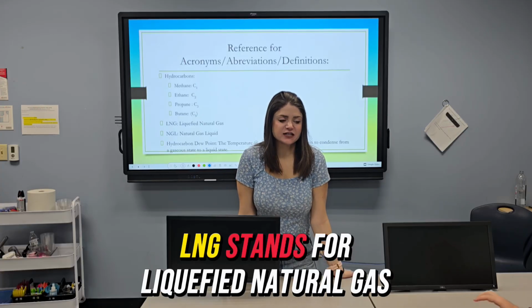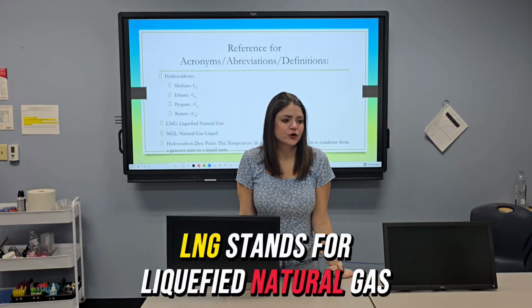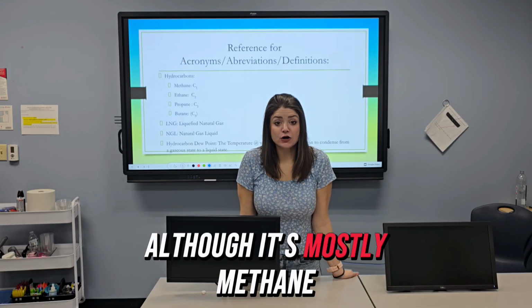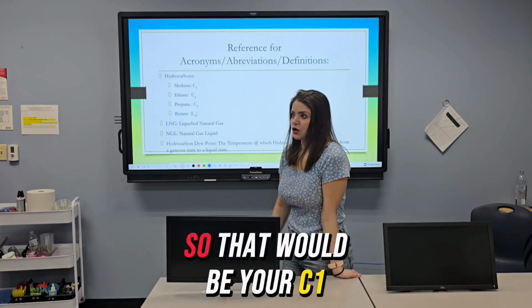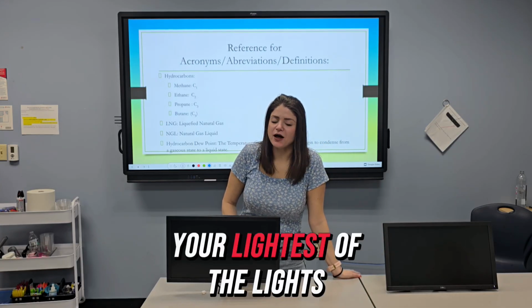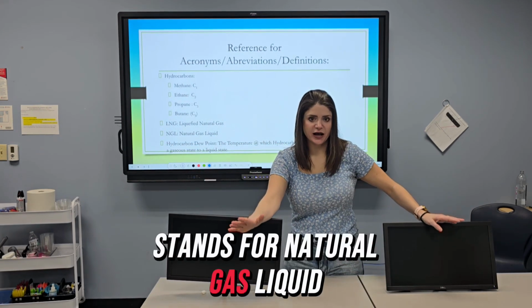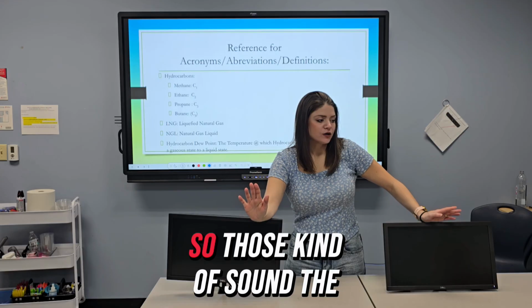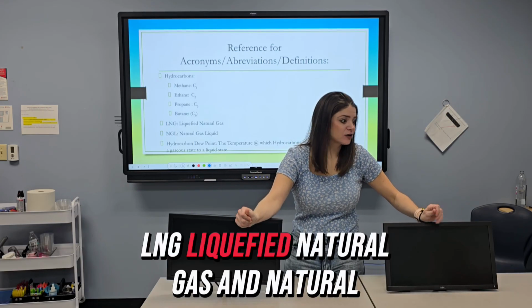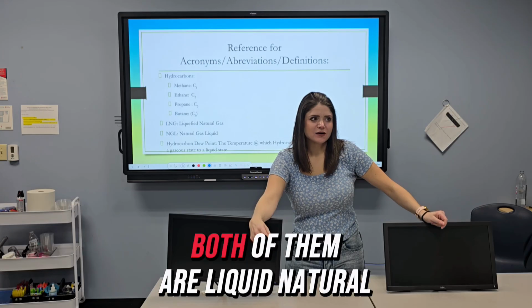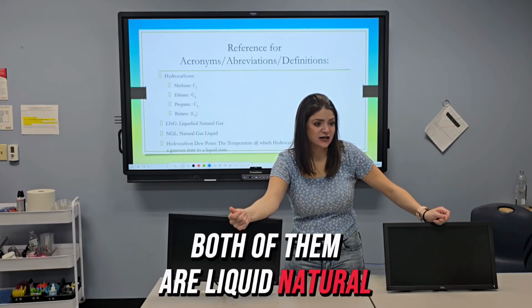LNG stands for liquefied natural gas. LNG consists of methane and ethane, although it's mostly methane. So that would be your C1 and C2, your lightest of the lights. Right? NGL, on the other hand, stands for natural gas liquid. So those kind of sound the same. LNG, liquefied natural gas, and natural gas liquid. Both of them are liquid natural gas.